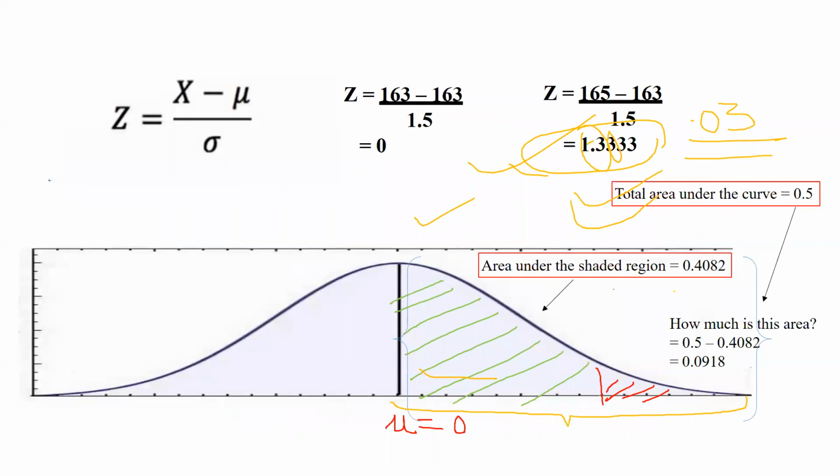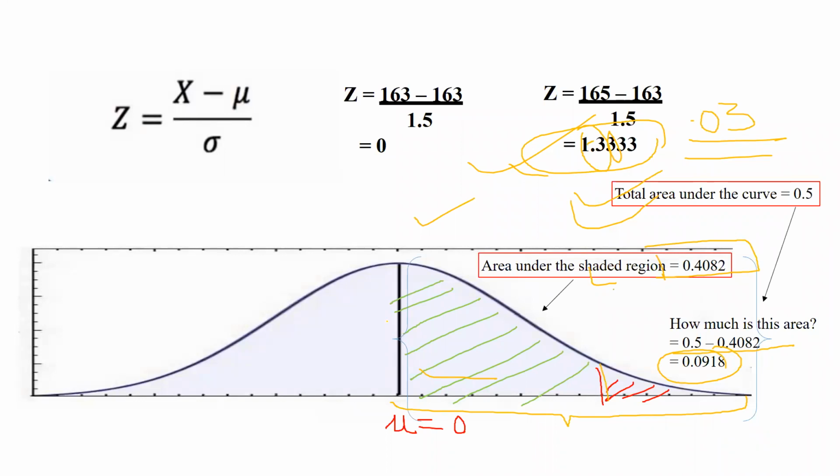So we put this value, 0.4082. Now the total area is 0.5. So what do we have to do? 0.5 minus 0.4082. What are we getting? 0.0918. That falls in the rejection region. That means this would be the probability of the balls we are producing being greater than 165 grams.